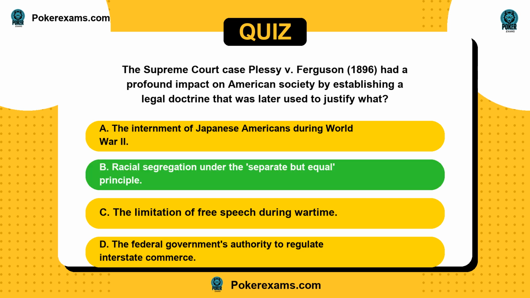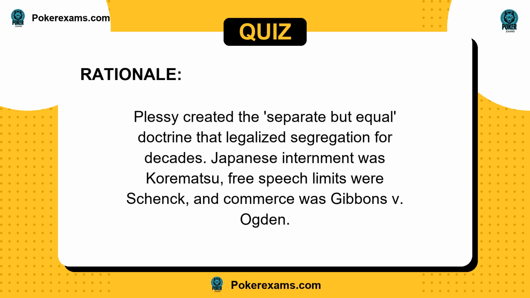The answer is B. Plessy created the separate but equal doctrine that legalized segregation for decades. Japanese internment was Korematsu, free speech limits were Schenck, and commerce was Gibbons versus Ogden.